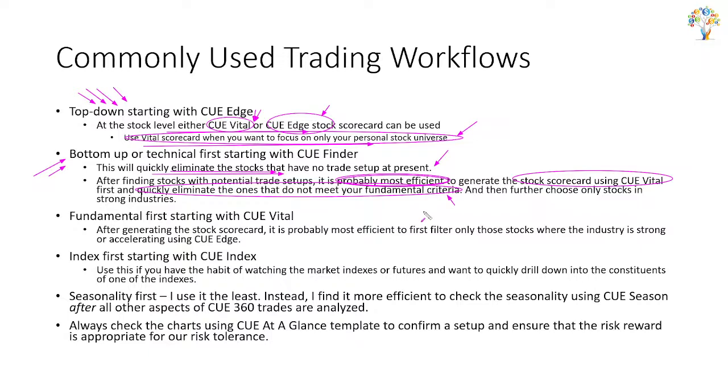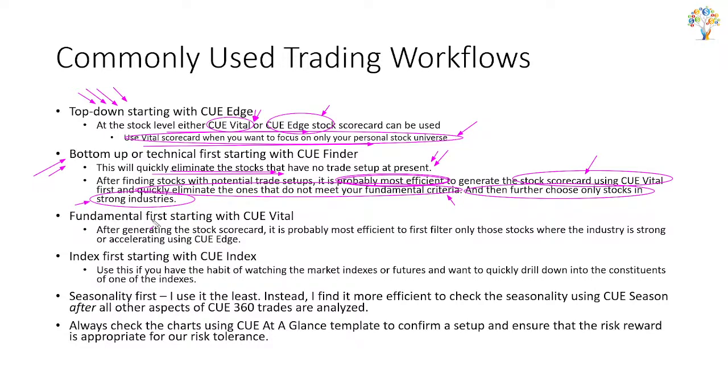So I eliminate the stocks that don't have trade setup, then I very fast eliminate the stocks that I don't want to trade anyway in terms of fundamentals. And after the stocks are selected, then it is most efficient, again, not to open the charts. Again, if the stocks are only few, you could open the charts. If the stocks are still 10, 15, don't open the charts, but quickly go to the industry scorecard of the stocks. Takes only one click.